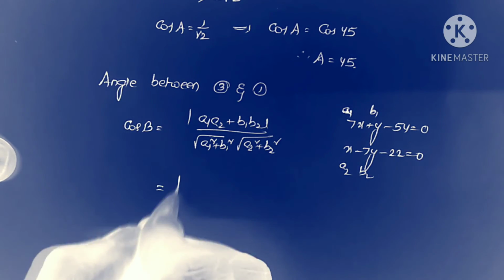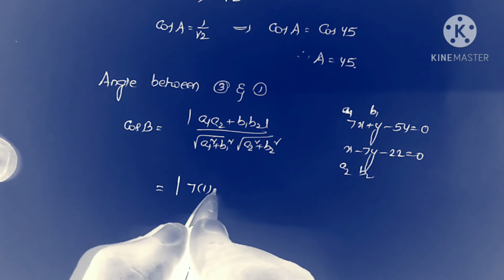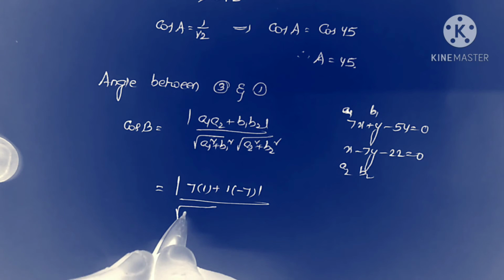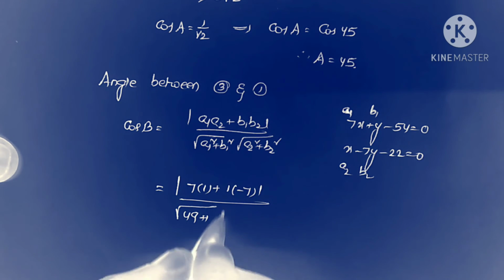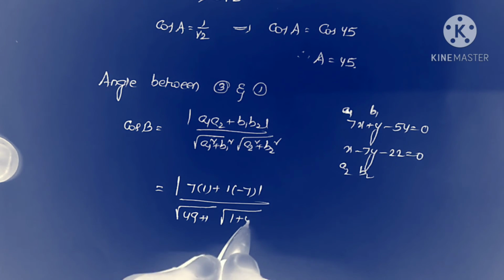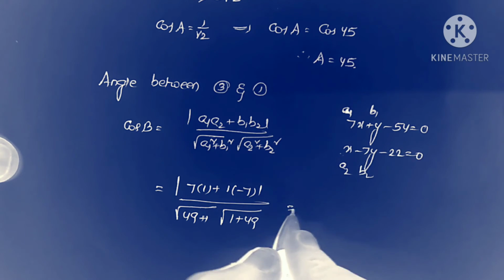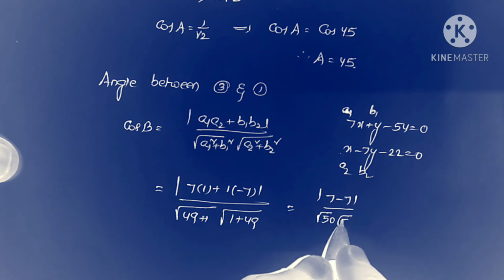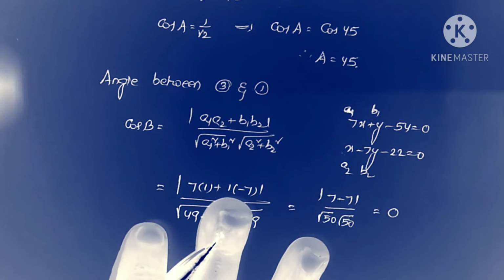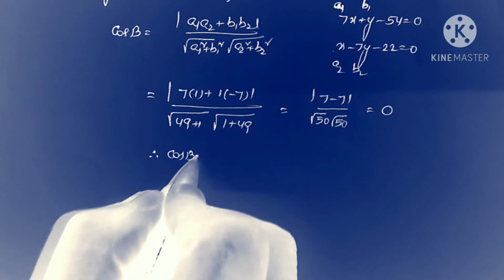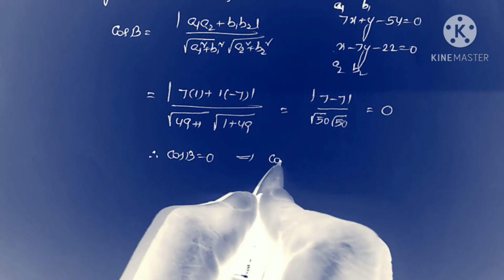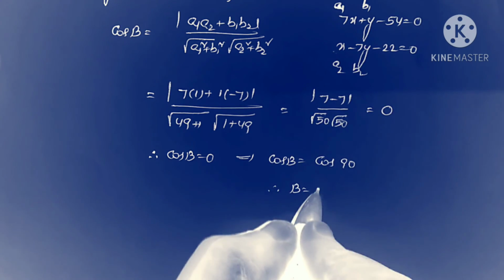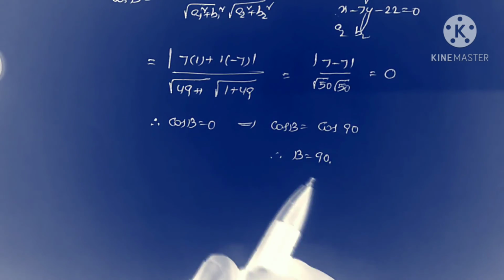So a1 b1 are 7, 1; a2 b2 are 1, minus 7. Now replacing the values, a1 a2, 7 into 1, plus b1 b2, 1 into minus 7, by square root of a1 square plus b1 square, 49 plus 1, into a2 square plus b2 square, 1 plus 49. Now this is 7 minus 7 by root 50 into root 50. 7 minus 7 equal to 0. Therefore cos B is equal to 0. That is, cos B is equal to cos 90 degrees. Therefore B is equal to 90 degrees. So here one angle is 90.